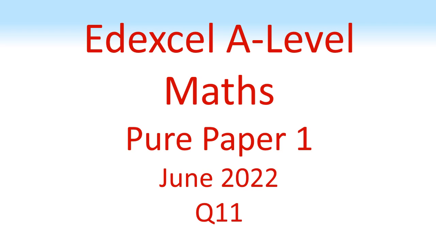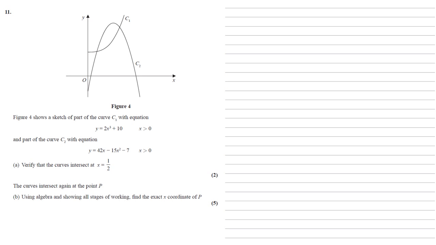Edexcel A-Level Maths, Pure Paper 1, June 2022, question 11. Figure 4 shows a sketch of part of the curve C1 with equation y equals 2x cubed plus 10 for x larger than 0, and part of the curve C2 with equation y equals 42x minus 15x squared minus 7, again x larger than 0. For part A, we need to verify that the curves intersect at x equals a half.